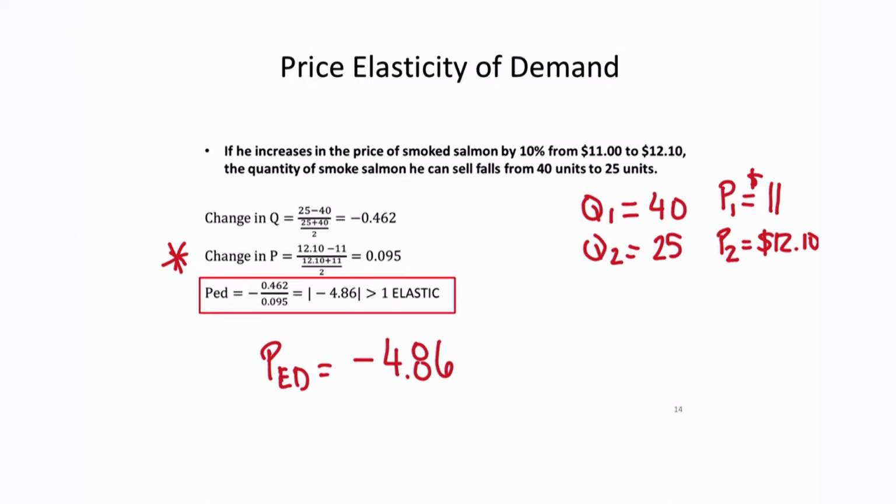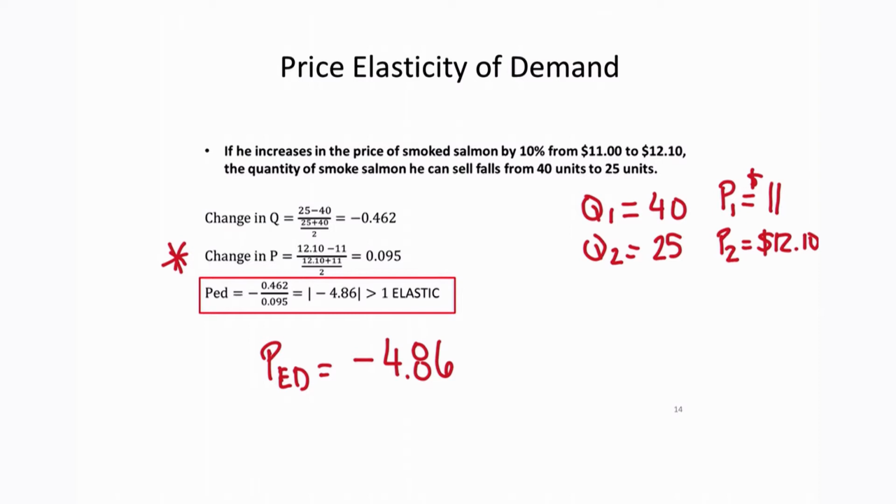4.86. Now remember, we have the law of demand, which tells us that at higher prices, we have a lower quantity demanded, and at lower prices, we have a higher quantity demanded. Because of this relationship between price and quantity demanded, we know that our price elasticity of demand, or the size of the movement along the demand curve in response to a price change, is going to be negative.